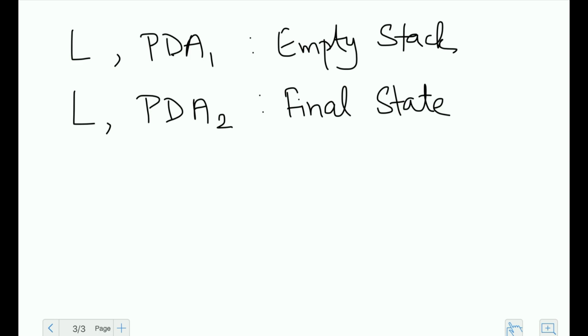That concludes our discussion on deterministic pushdown automata. What we'll do in the next video is we'll see how we can convert any given context-free grammar to a pushdown automaton. So we'll see that in the next video.